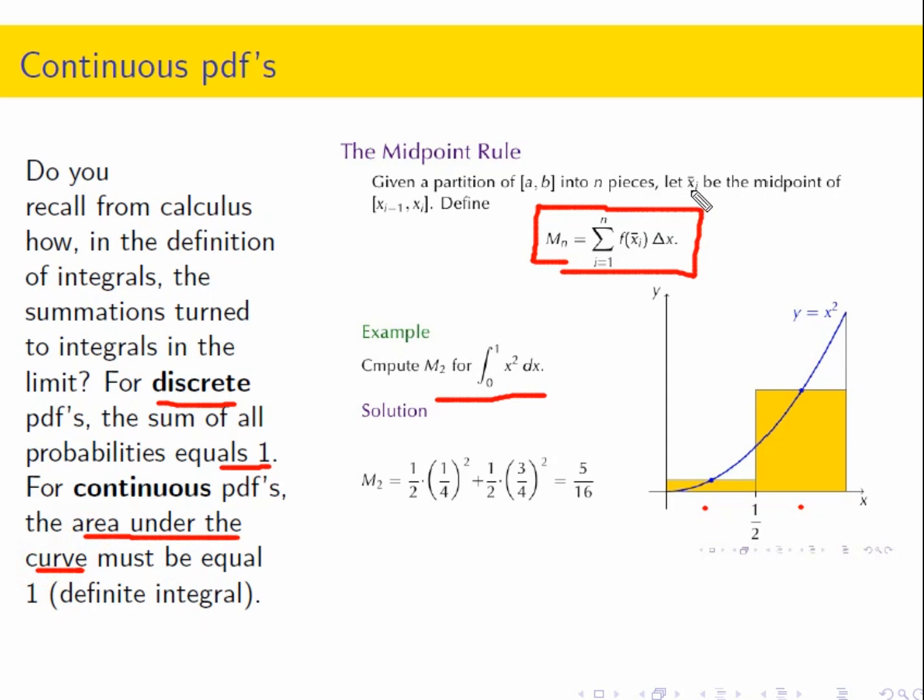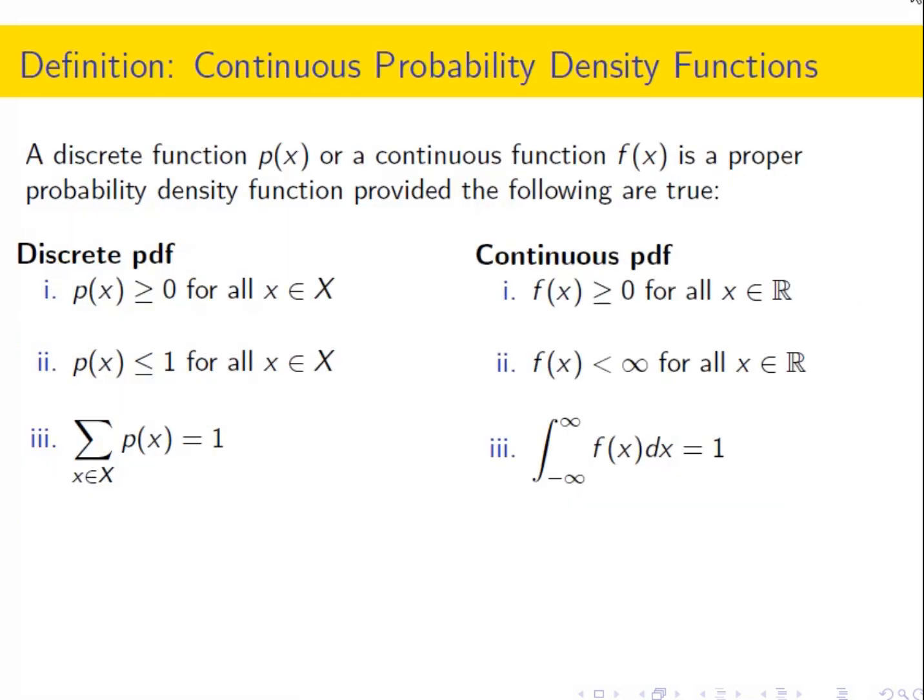Must be equal to 1 criteria. And again, it just relates back to how the integral was defined in basic calculus. So if you recall, we said that a discrete probability density function had to have these properties. All the individual probabilities had to be 0 or greater. None of the probabilities could be greater than 1.